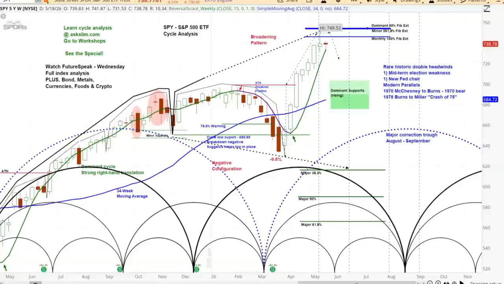Now, there's a lot of lines on here, and some people write to me and say that they can't even make out the charts because there's so much on here. But if you become well attuned to the work that we do, you will understand what I'm presenting here.